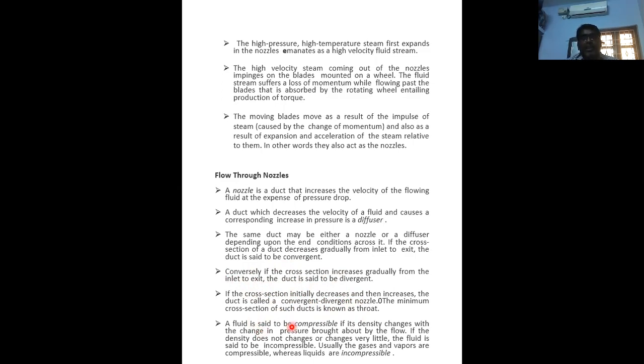If the density does not change, or changes very little, the fluid is said to be incompressible. Usually gases and vapors are compressible, whereas liquids are incompressible. For compressible fluids, gas and vapor, a nozzle is used, but for incompressible fluids like liquids, a convergent nozzle is used, for example in hydropower plants.